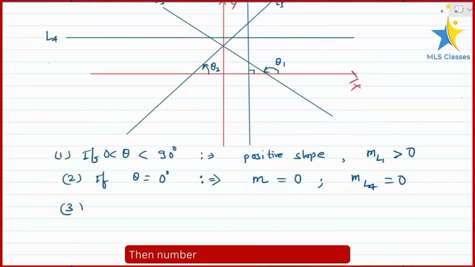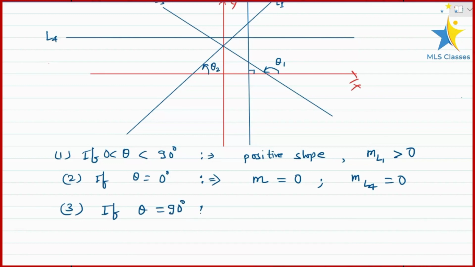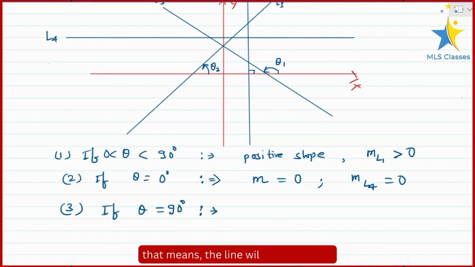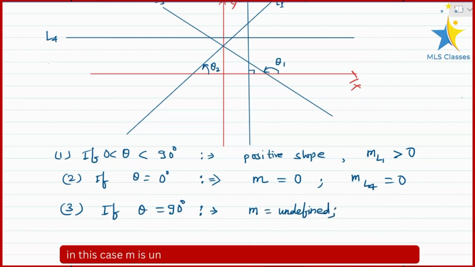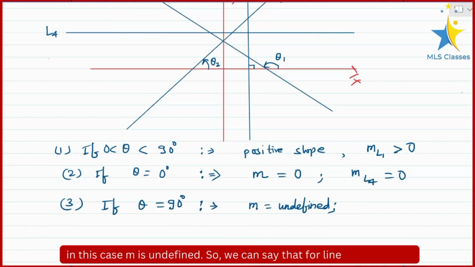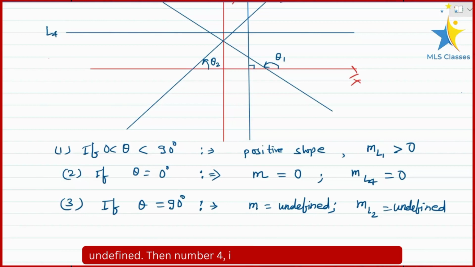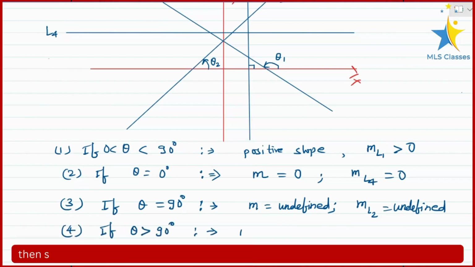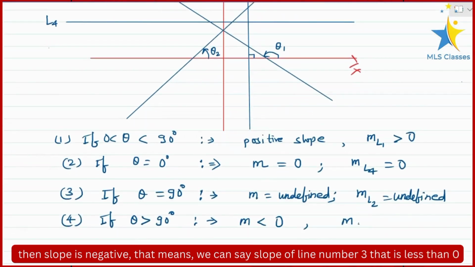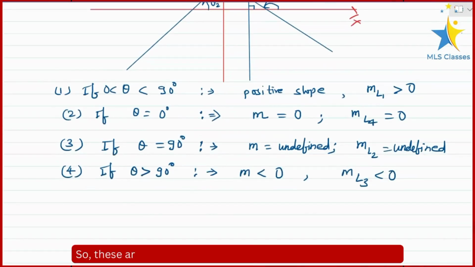Then number 3, if theta equals 90 degrees, the line is vertical and m is undefined. So we can say the slope of line number 2 is undefined. Then number 4, if theta is greater than 90 degrees, then the slope is negative. That means the slope of line number 3 is less than 0. So these are the four conditions on the slopes.